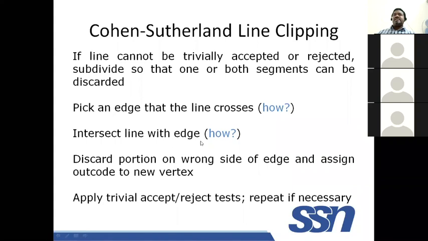Intersect line with the edges. This is also where you have to write coding. Discard portion on wrong side of edge and assign outcode to new vertex. Apply trivially accept reject test. Repeat if necessary. So what is trivially accept? If after bitwise operation of both the endpoints, you get 0, accept. If not, reject. Or in some cases you may need to find out the intersection point, and the points which are within the viewport will be visible. That also you have to calculate.